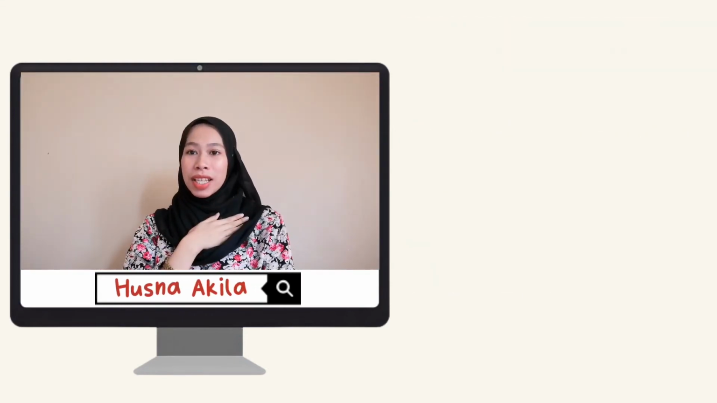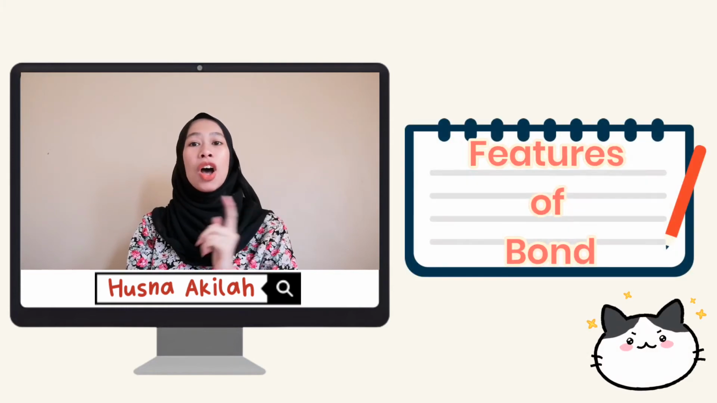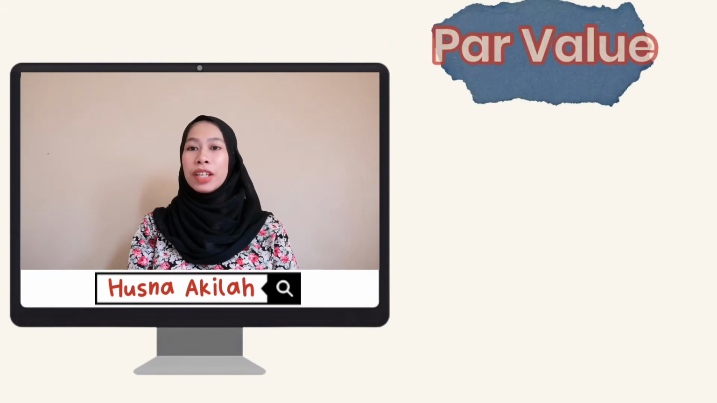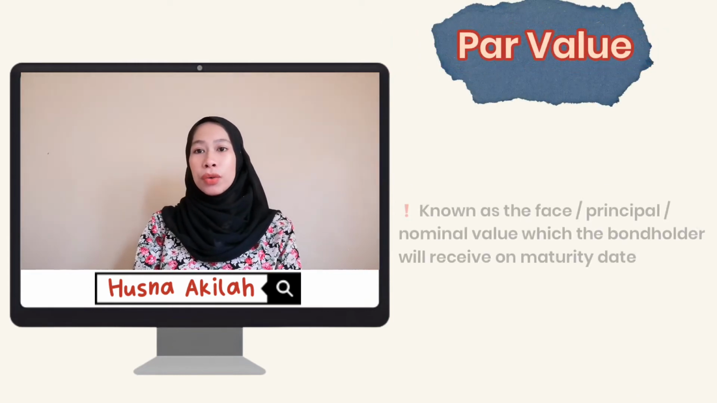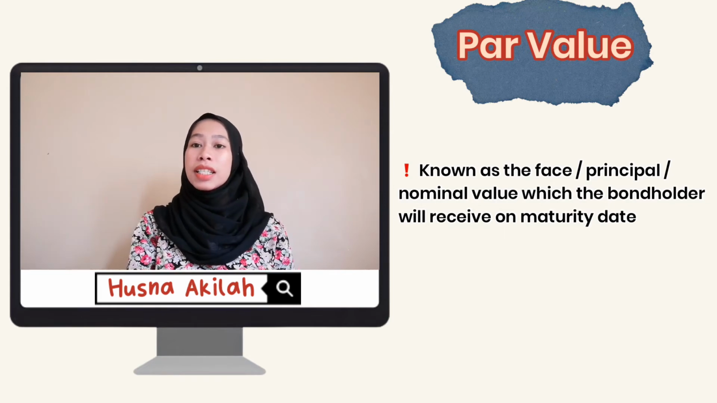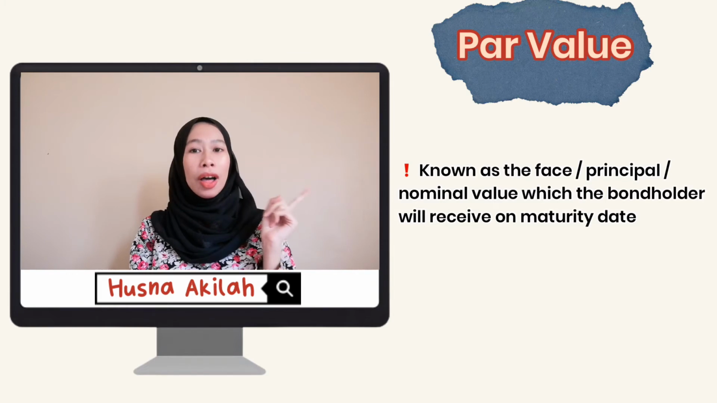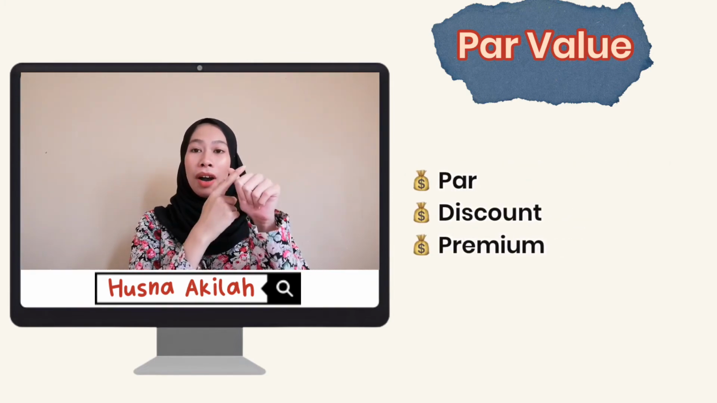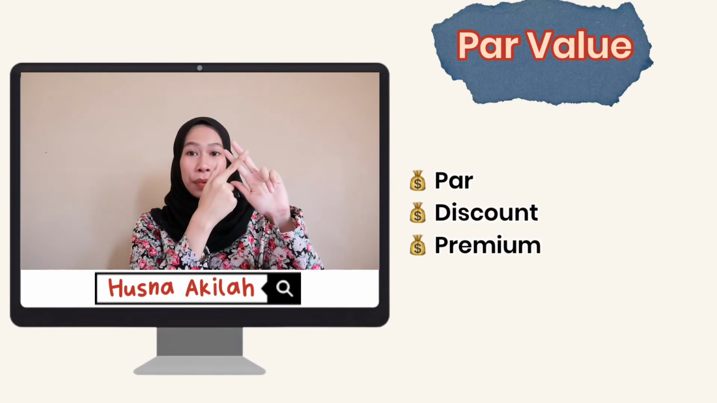Hello, my name is Husna Akila. Today I'm going to present to you the features or characteristics of bonds. First, par value. Par value, or what we know as face value or principal value, is the value or amount that the bondholder will receive on the maturity date. Bonds can be sold at par, discounted, and premium.